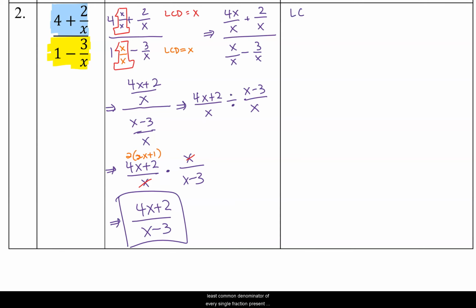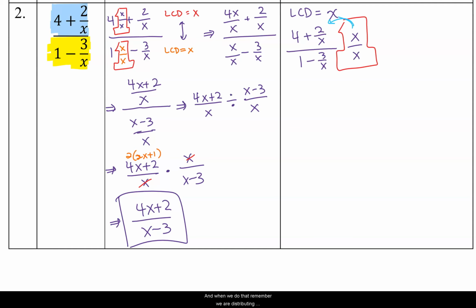Method 2 says first find the least common denominator of every single fraction present in the problem. That LCD is going to be x. We kind of saw it in method 1 as well. So we multiply the entire problem. Notice instead of focusing on the numerator and then the denominator, we just go ahead and multiply the entire problem by our least common denominator special form of 1. And when we do that, remember we are distributing that special form of 1. We're multiplying by the whole thing.